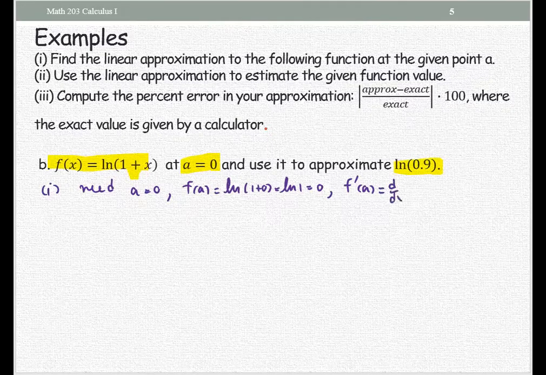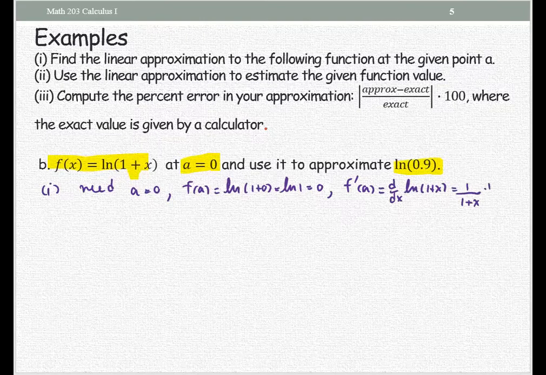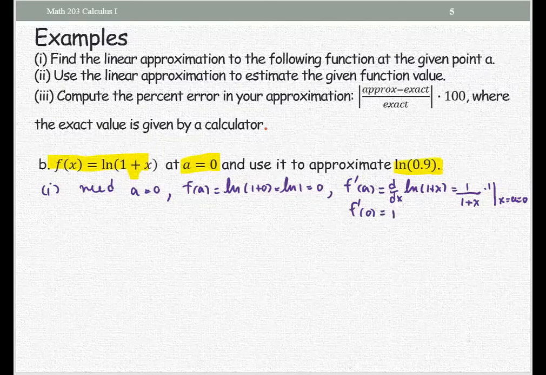Use the chain rule. We have 1 over 1 plus x and multiply by 1 as the derivative of the inner function. If you forget, you are lucky for this problem. And then evaluate when x equals a, or at 0. That gives us f prime at 0 equals 1.